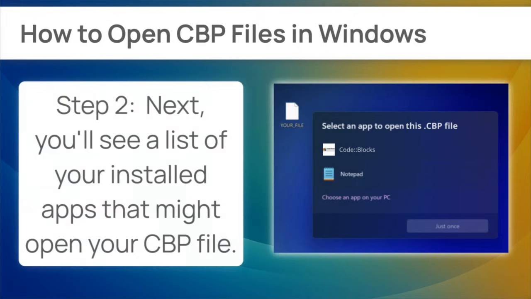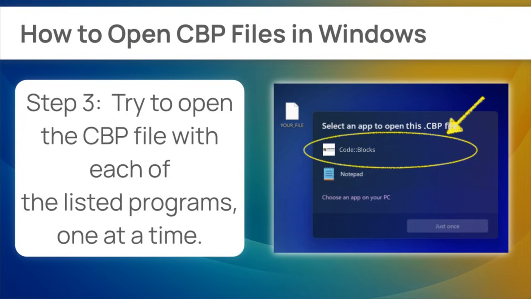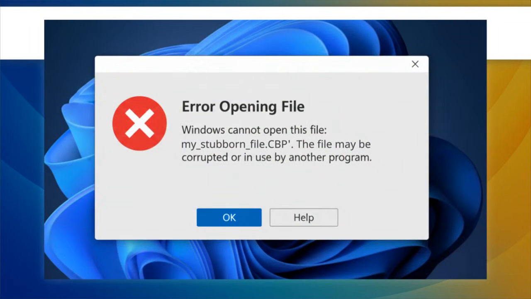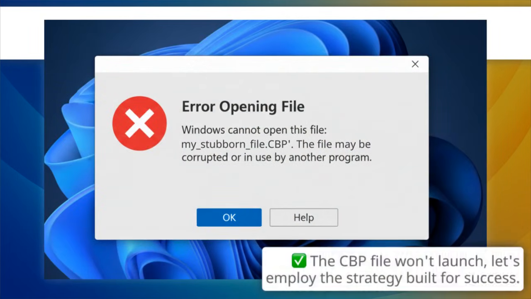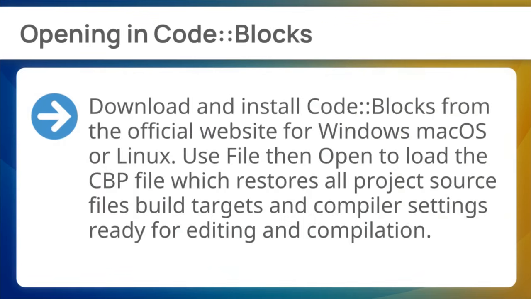Right-click the CBP file and click Open with. Test Code::Blocks first. If it's unavailable, choose another program. The right one is on your PC. Let's eliminate the guesswork. Here is a simple explanation of the technical reasons why the CBP file is refusing to open. First, opening in Code::Blocks.